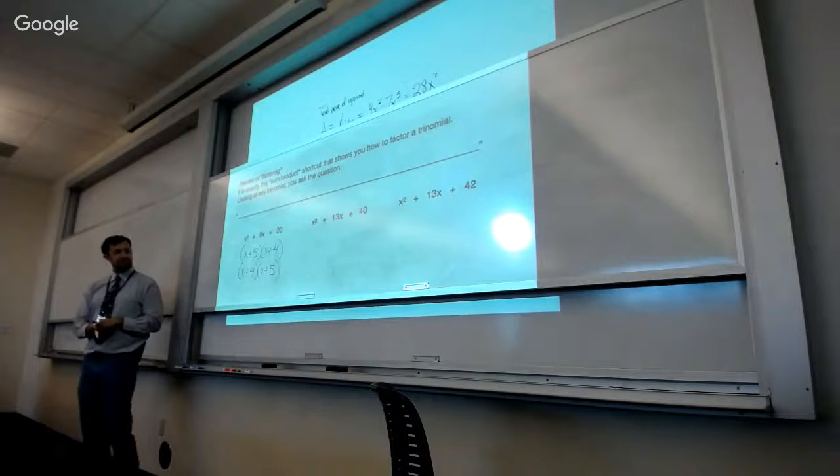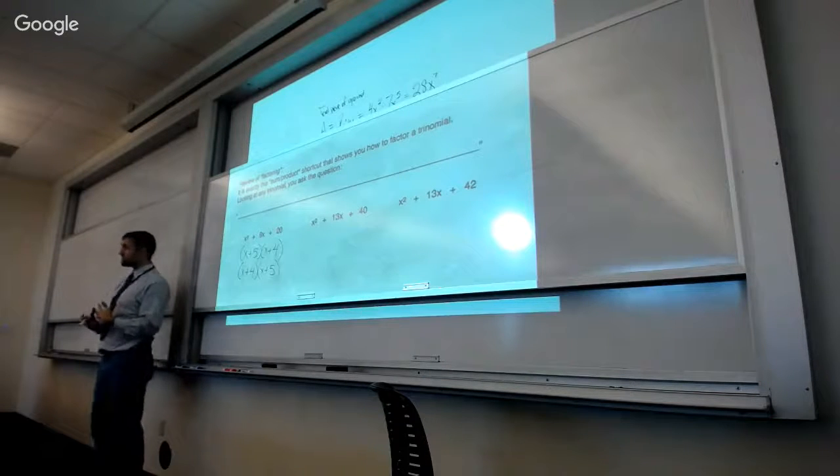Now, are you sure? Are those the only two numbers in the universe that will multiply to make 20 and add to make 9? Maybe there's more. Are there any other numbers that multiply to make 20 and add to make 9?